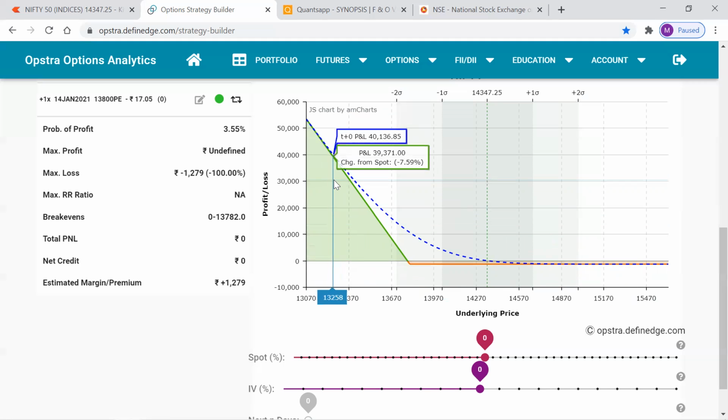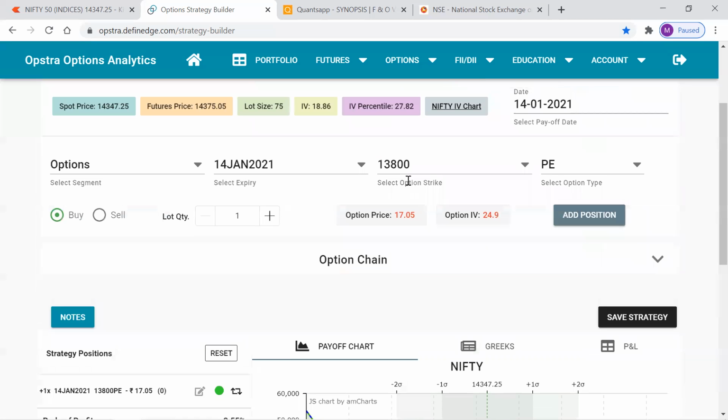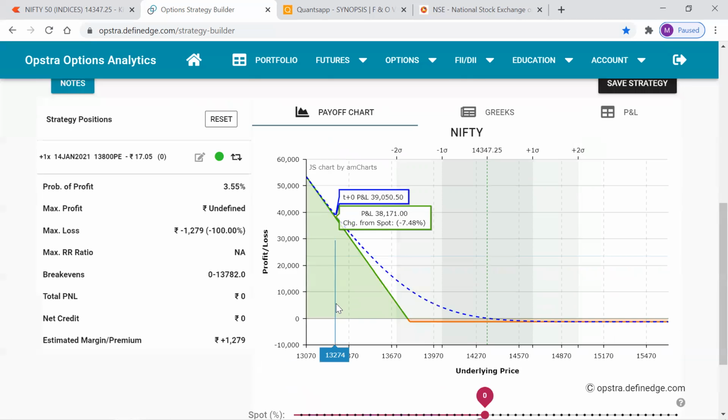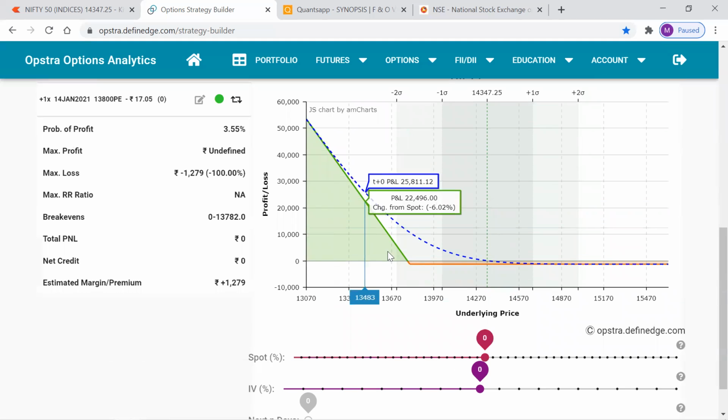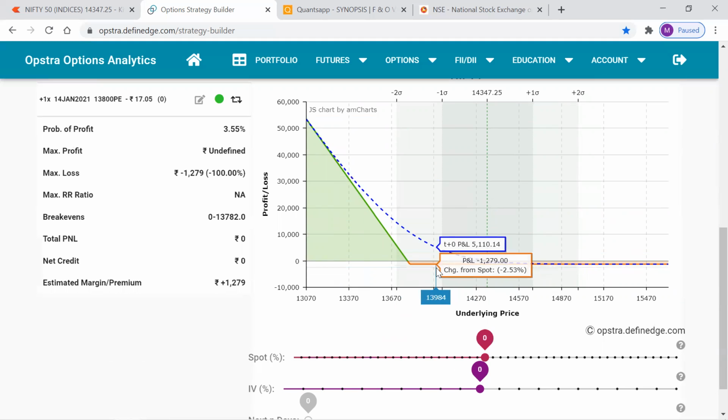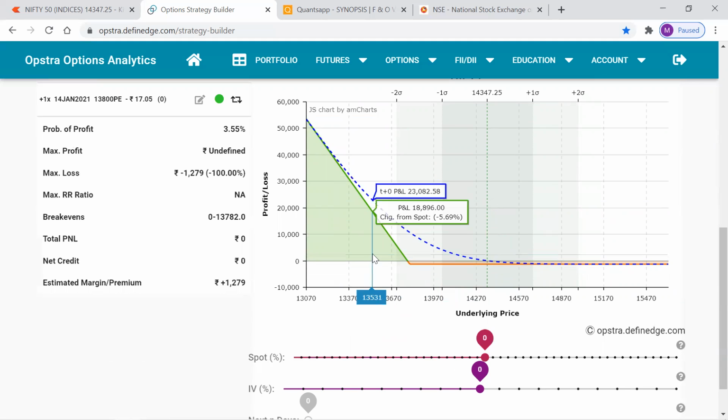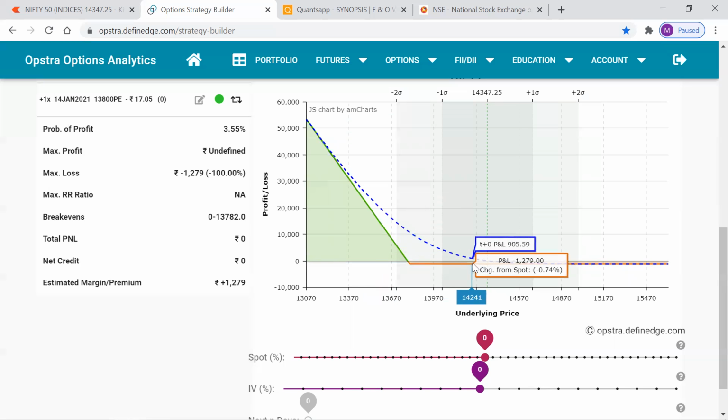You don't need to remember any formulas regarding risk and reward. Just get on to this Opstra strategy builder website and add your positions before taking any position. Click on add position, then look at your risk reward and take your decision accordingly. If you can afford losing 1,279 rupees, then you can enter this strategy. If Nifty falls, you will be gaining. If Nifty doesn't fall, you will be losing only 1,000. That is a very small amount, right?